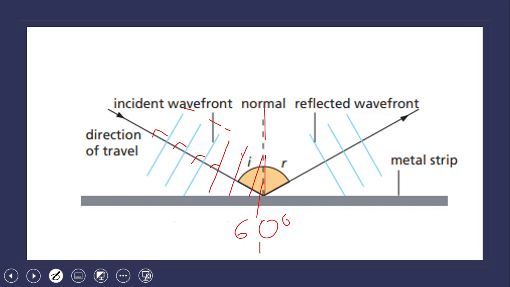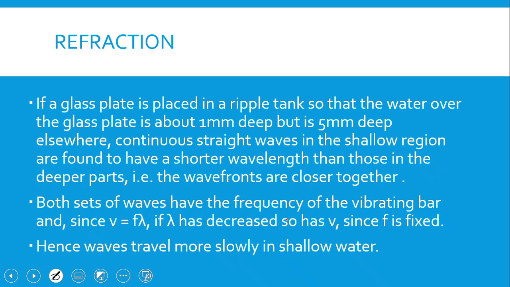When it reflects back, it is noted that the reflected wavefronts and the ray that is formed make an angle of 60 degrees from the normal too. So the incident ray angle with the normal and the reflected ray angle with the normal, both of them are 60, and both of them are equal in case of reflection. Now we've talked about reflection. Now it's important to talk about another phenomenon, that is refraction, and we'll be talking about it in more detail in the next lecture.